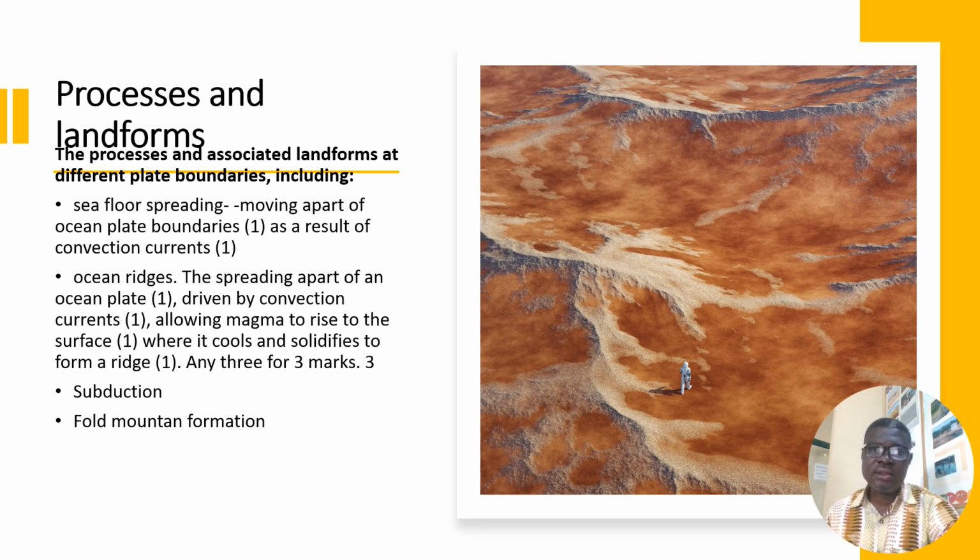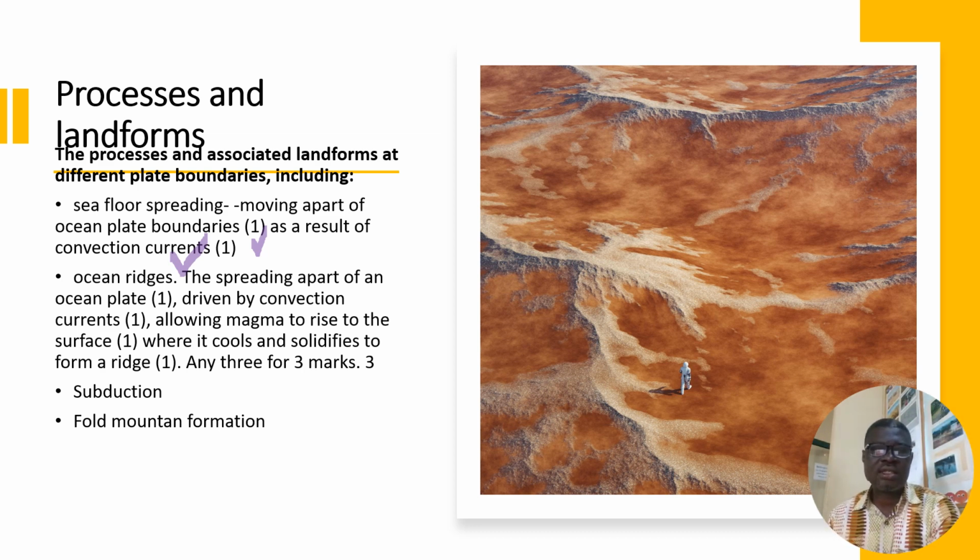The processes have already been done, but if you're asked to describe or explain how the processes can lead to the formation of the landforms, note that sea floor spreading is one of them. You'll be asked to define the term sea floor spreading. Sea floor spreading is the moving apart of the ocean plate boundaries. One mark is given for convective currents, and one mark for the moving apart. So don't forget the role of convective currents and then the moving apart rate.